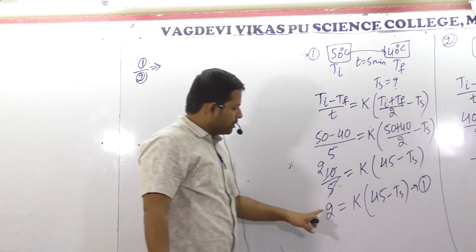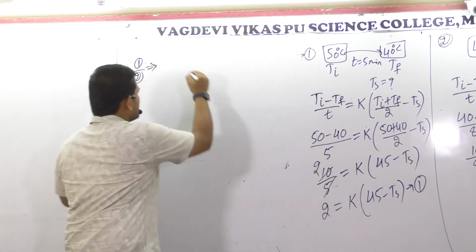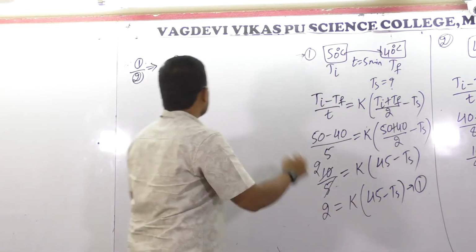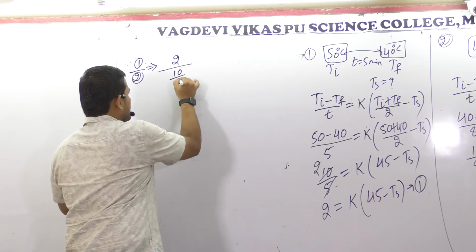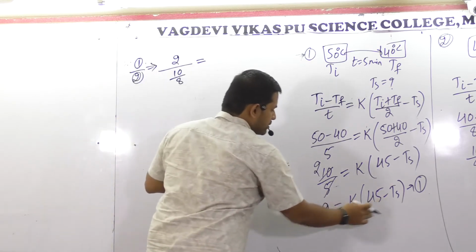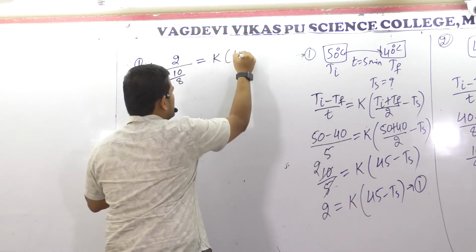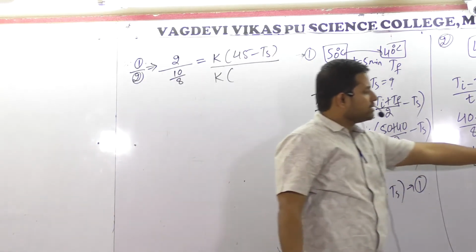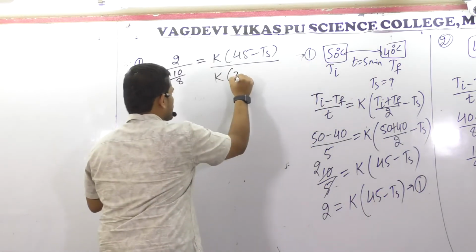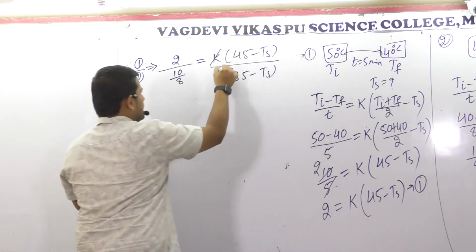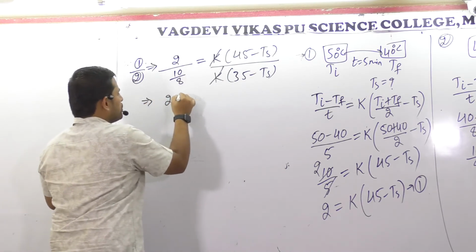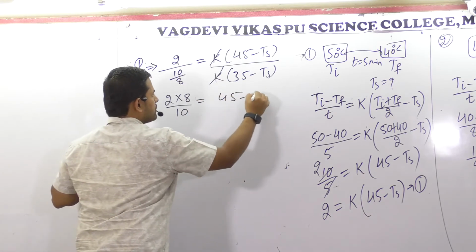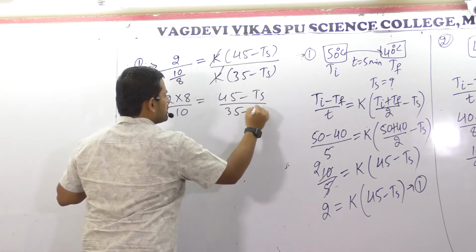Equation 1 is known to you, no? What is there on LHS? 2 is there, so let me write 2. 2 divided by, what is there on LHS of 2? 10 by 8. Let me write it as 10 by 8 only. So 10 divided by 8 is equal to, what is on RHS of 1? K bracket 45 minus Ts, divided by what is there on RHS of 2? K bracket 35 minus Ts. K and K will get cancelled. So it becomes 2 into 8 divided by 10, that is equal to 45 minus Ts divided by 35 minus Ts.